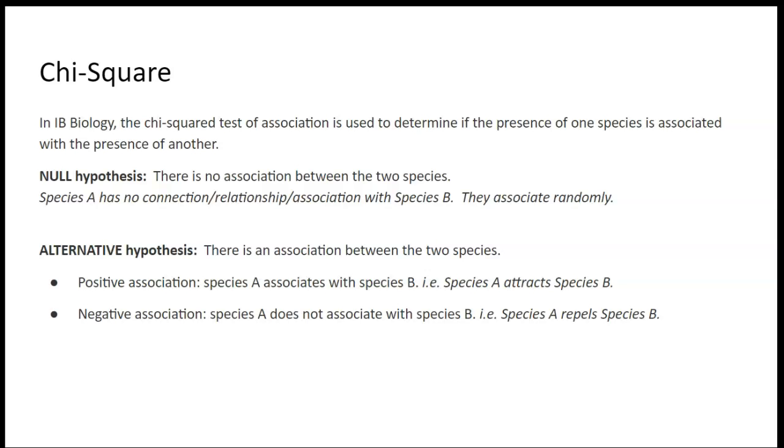And you have two versions of a hypothesis with this. A null hypothesis is always going to be that there is no association between the two species, okay? So there's no connection, no relationship, there's no association. Whereas an alternative hypothesis is that there is an association. And within that, it could be positive or negative. So either the species associate with each other, that's positive, right? They like each other, they interact. Or they don't associate, and that's negative, right? They hate each other, they're mad at each other, whatever it may be, they don't talk to each other.